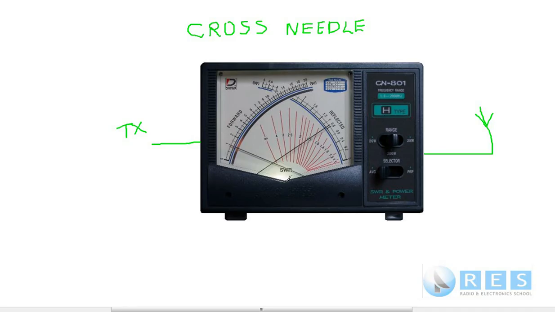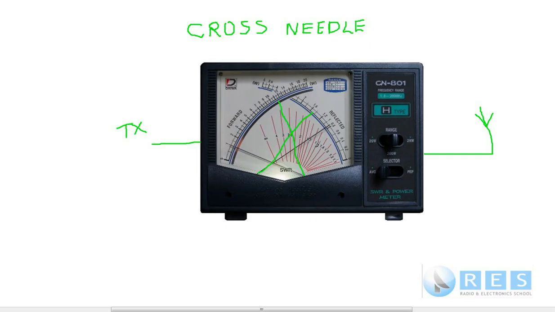Where the two needles cross, suppose this needle came up to 120 watts. And suppose this needle came up, that's not a good example. Let me just undo that. Let's suppose this needle came up to there, and the reflected power needle came up to there. Then can you see the SWR is, I think, 2.5 to 1. Where the needles cross is your SWR.